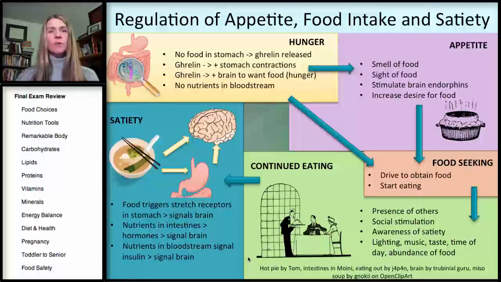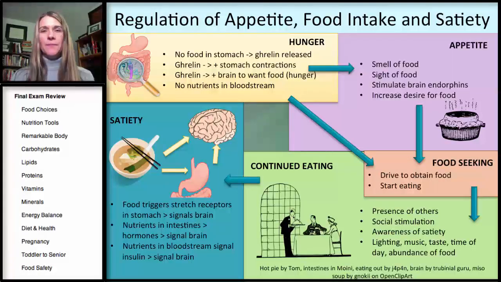I'm going to talk a little more in detail about appetite and hunger and satiety. Remember, appetite is a sense of wanting food, that desire for food. And hunger is really that physiologic need for food. And let's start with that. If we see the hunger, so let's say you didn't eat anything. You have no food in the stomach. Well, ghrelin ends up being released.